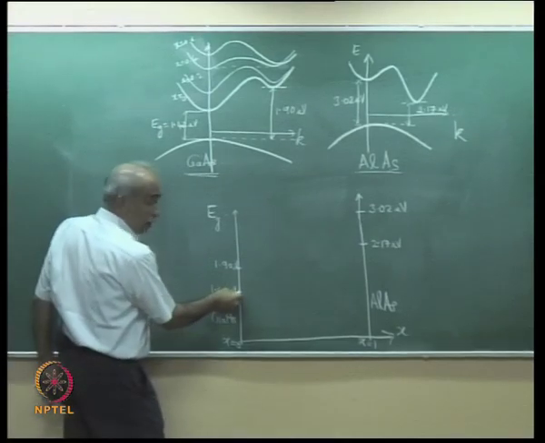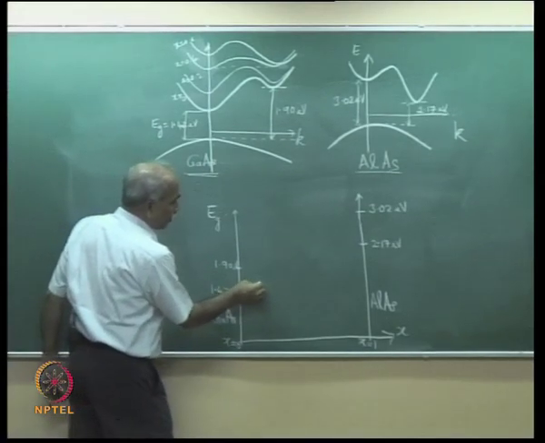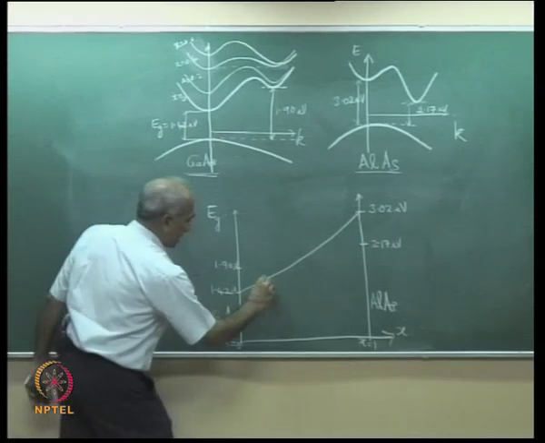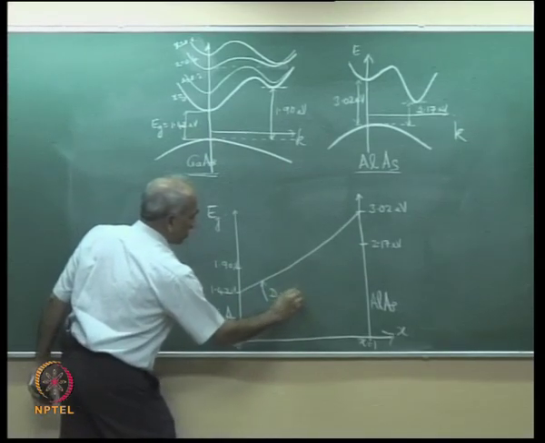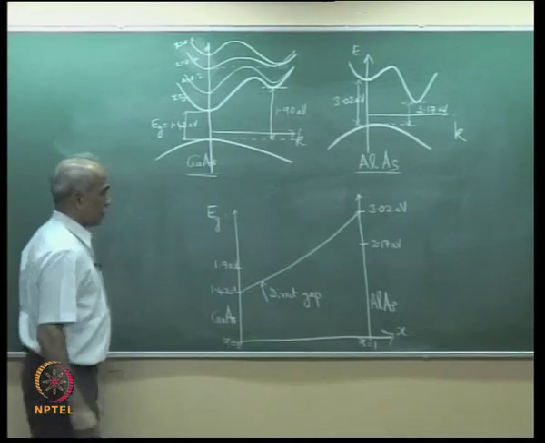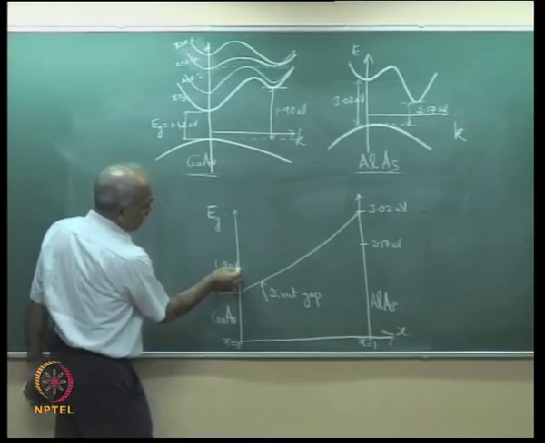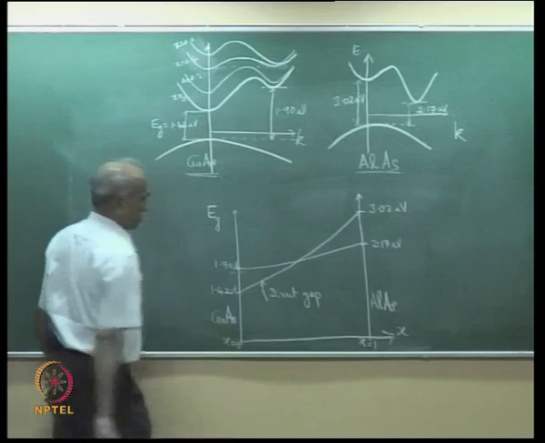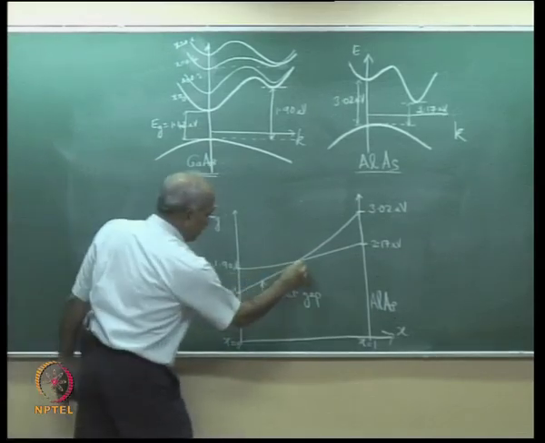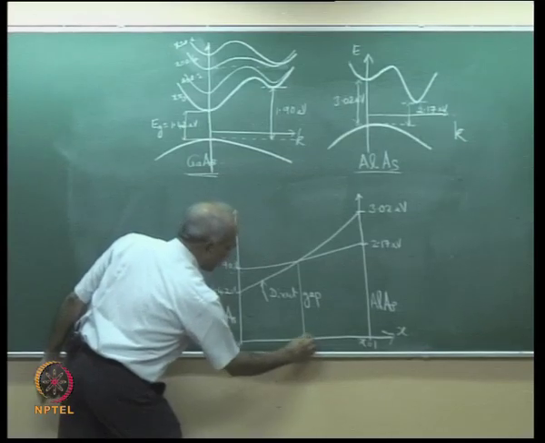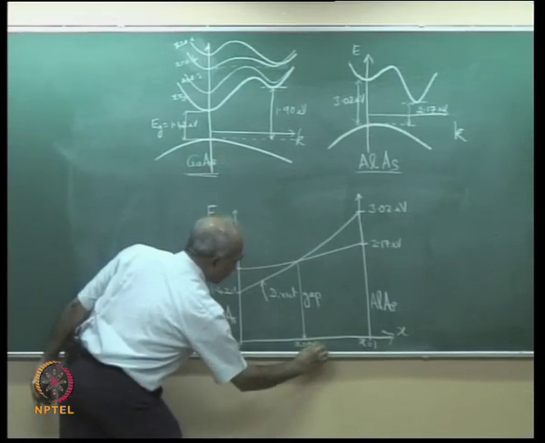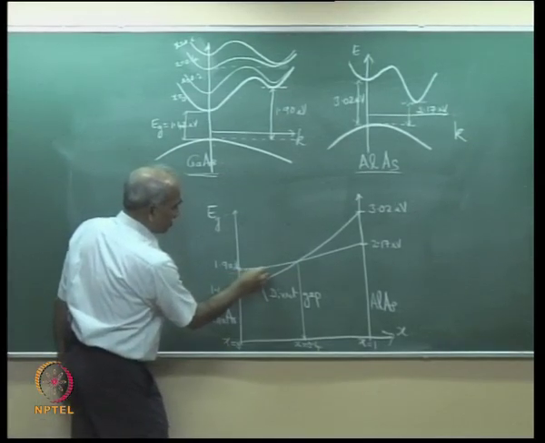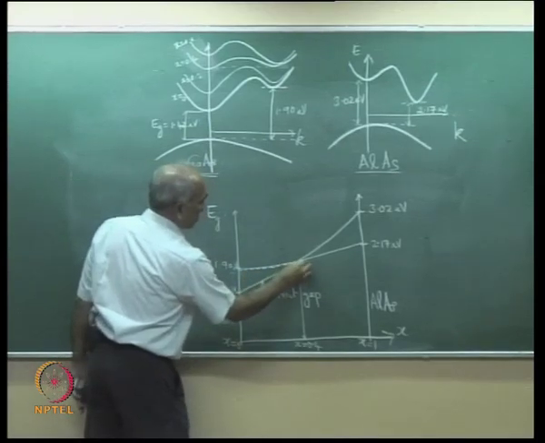So the direct gap here is going from 1.42 to 3.02 eV. This is the direct gap. The indirect gap is increasing, but slowly, and at this value of x here, approximately around x is equal to 0.4, so let me differentiate it by also having a broken line.